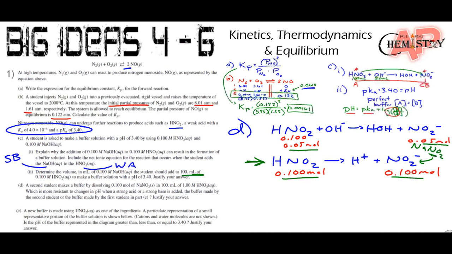They're both equal amounts, but the larger amounts of the acid and the conjugate base will resist pH change even more.